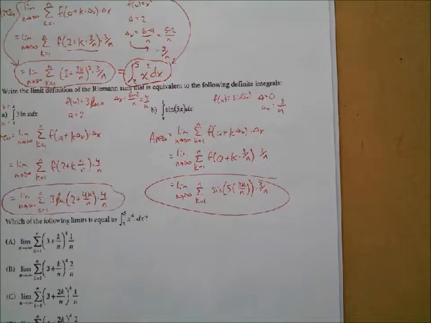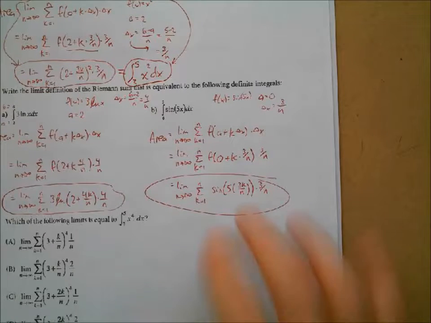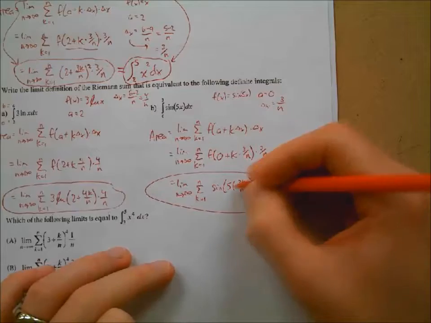What's that? We don't touch the function. It is sine, so it stays sine. We're not integrating it. We're just keeping the same function. Okay, so there's your setup. I guess if you want to, you can make that 15k over n.